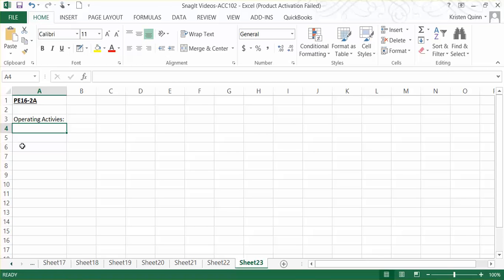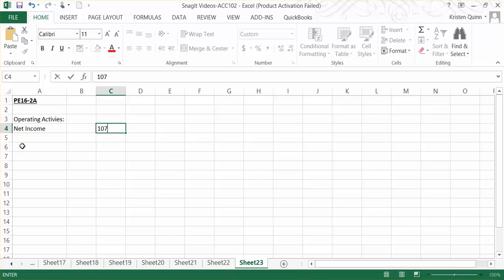For a statement of cash flow, we always start with the operating activity section, and we will be doing the indirect method throughout the chapter. We start our operating activity section with the net income, and they tell us in this problem that we have net income of $107,500. That is always our starting point for our operating activities.